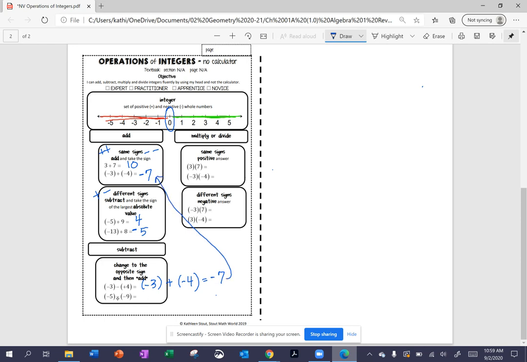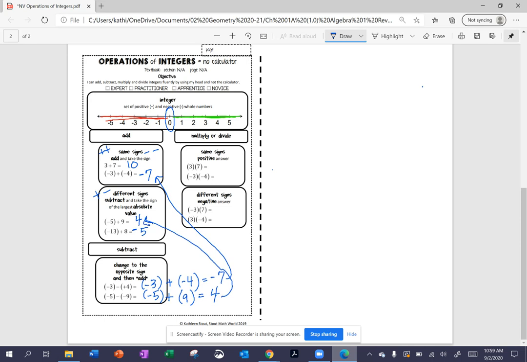So negative 5 minus negative 9. So to change it to adding, now I'm going to change the sign of the second number. So my signs are different. So 9 minus 5 is 4, and the absolute value of 9 is greater than 5, so I'm keeping the positive. So that would be this one right here.